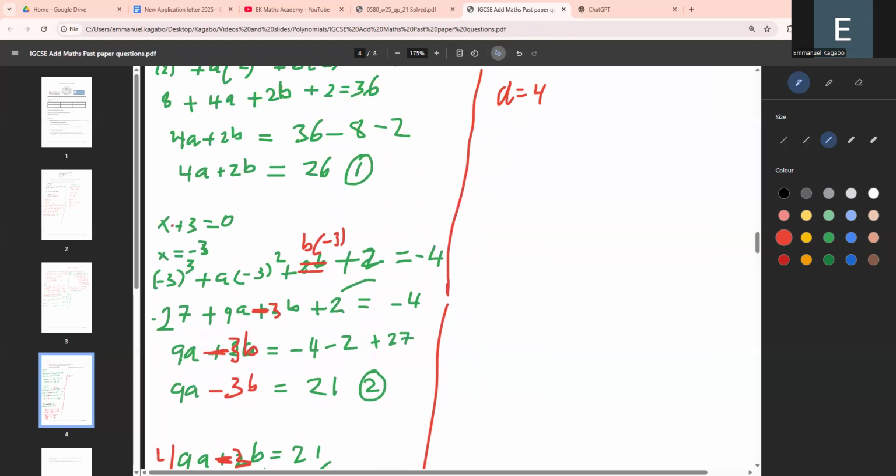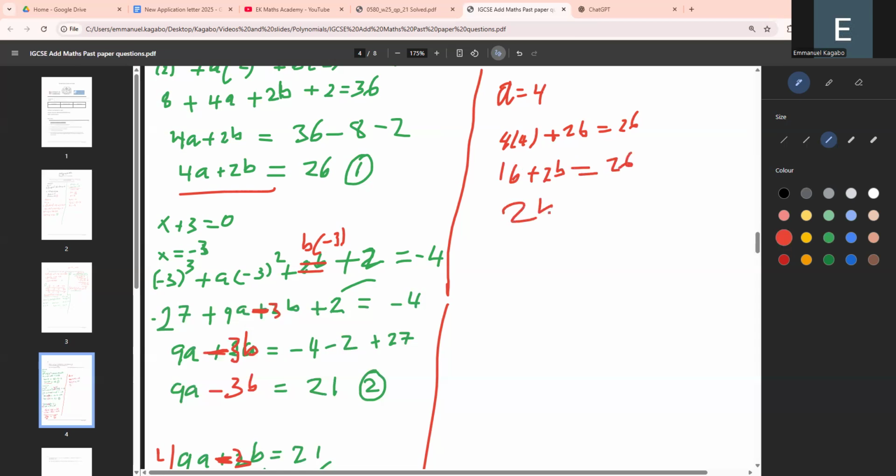So which is my first equation, guys? What was it? It was here. Let me use this one. This is A. Okay, it's going to give me 4 bracket 4 plus 2B equals to 26. Okay, now what do I get here? I'll get 16 plus 2B equals to 26.